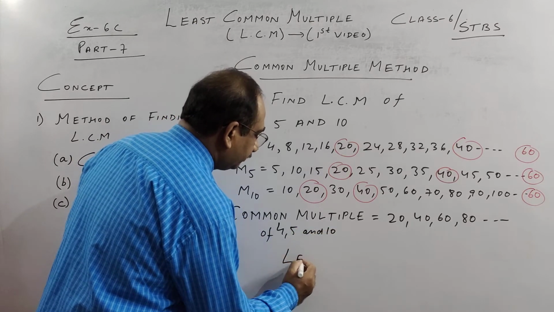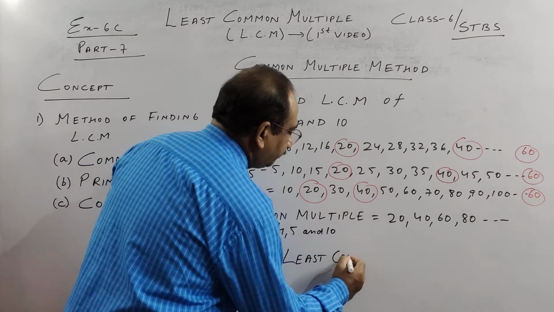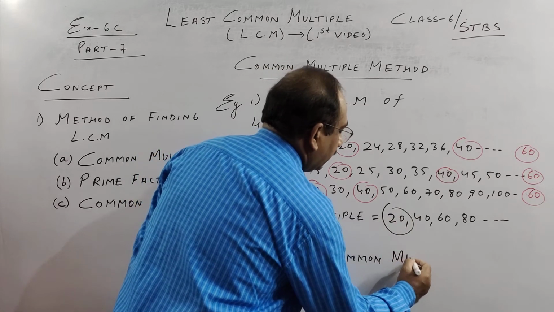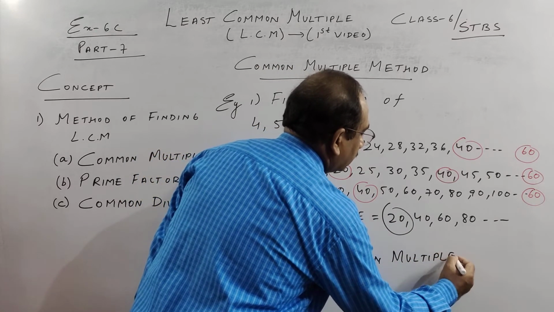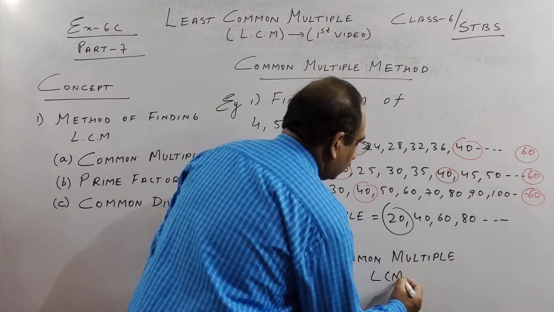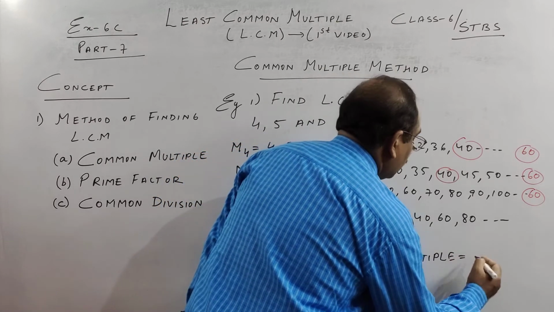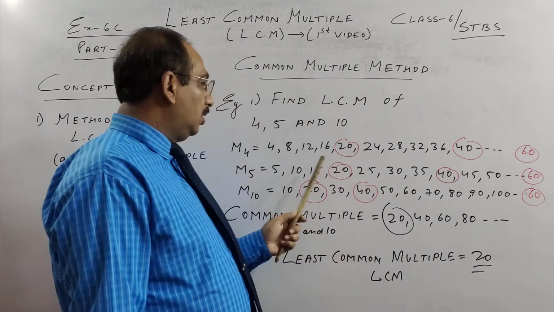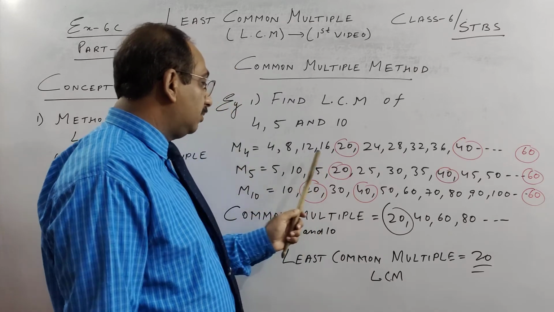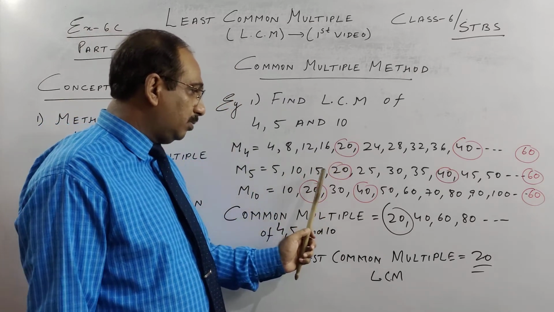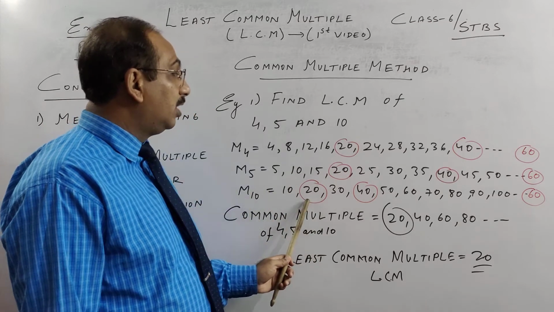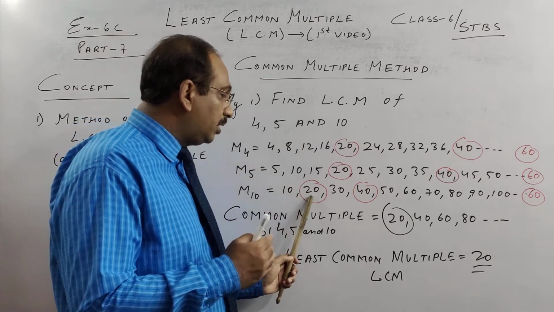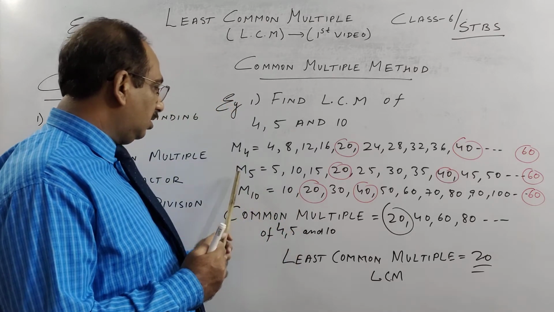the least common one here, if you see, is 20. Now try to understand, and this is what is LCM, children. This is what is LCM. So see here, 20 is the smallest number which comes in the table of all. 20 comes in the table of 4, 20 comes in the table of 5, 20 comes in the table of 10. So this is the least number which is a multiple of all these three numbers.